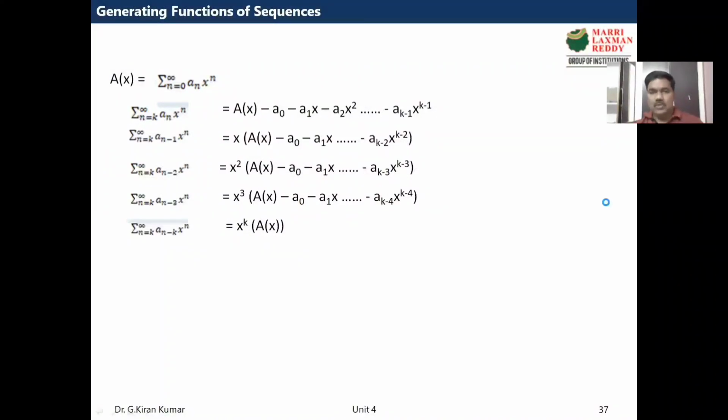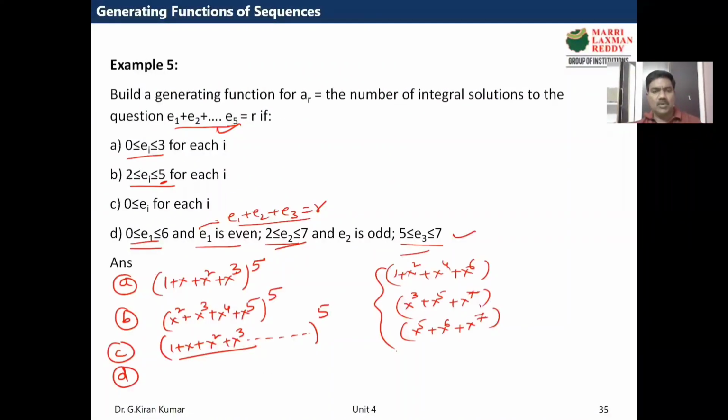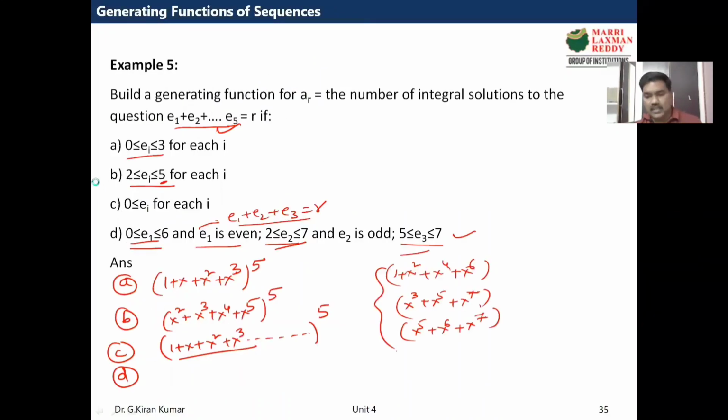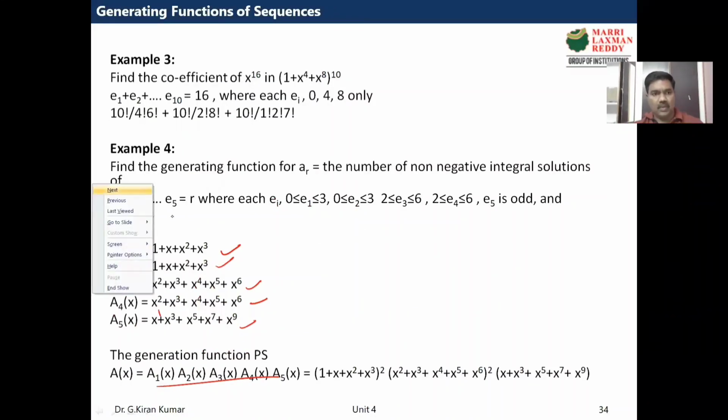Yeah, fine. So last class we discussed how to build a generating function. We discussed a few examples for different situations, like this example 4. And now we'll come to the actual topic. Of course, this is also important. Sometimes you get a question like this: build a generating function, and they give some clues like this.